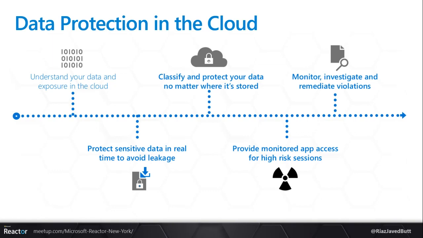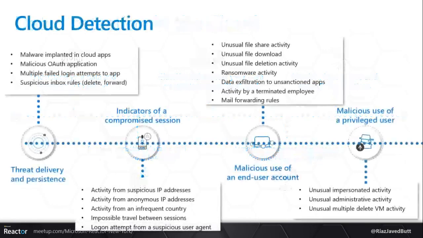And then you monitor your risk and investigate any violations for your data security as well. And the last one is the cloud detection, right? So MCAS does provide you a single console, or single view, to have full visibility of your threats, being delivered in the persistency, IOCs, and your sessions, malicious use of your end user accounts from an identity perspective, and the malicious use of your privileged users as well. Like malicious user accesses, like ransomware activity, unusual file download or deletion of files, or malicious OAuth applications accessing or connecting to your cloud as well.